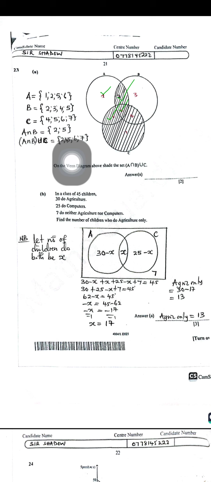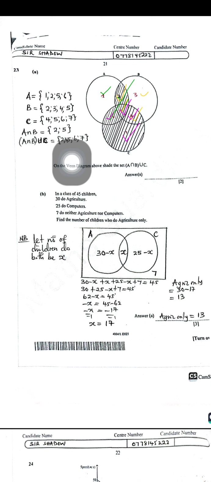Then I also have set B. Set B, I have 2, I have 3, I have 4, I have 5. Then you write the set C. Set C right here, I have 4, I also have 5, I also have 6, and I have 7 right here.